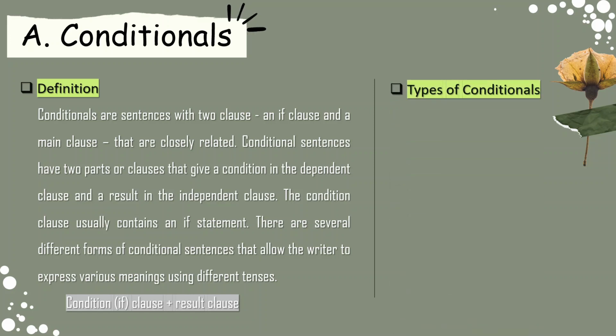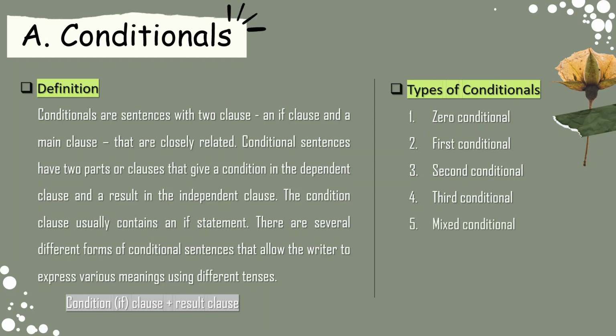So guys, now let's continue to the types of conditionals. The first one is zero conditionals. The second one is first conditional. The third one is second conditional. The fourth one is third conditionals. And the last one is mixed conditionals. So let's explain one by one. Check it out.